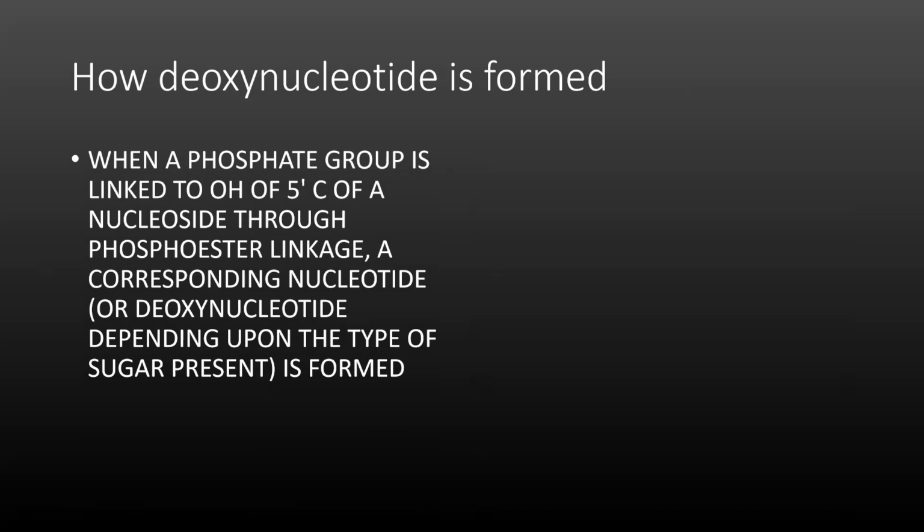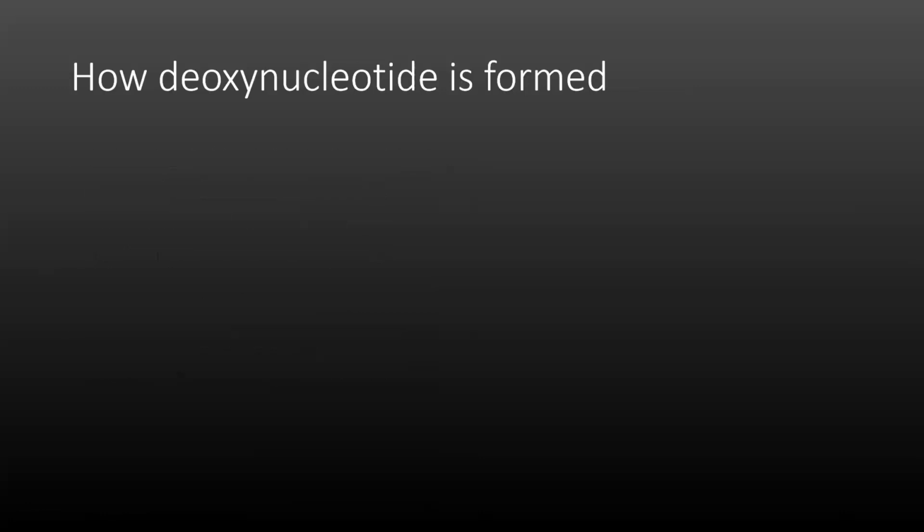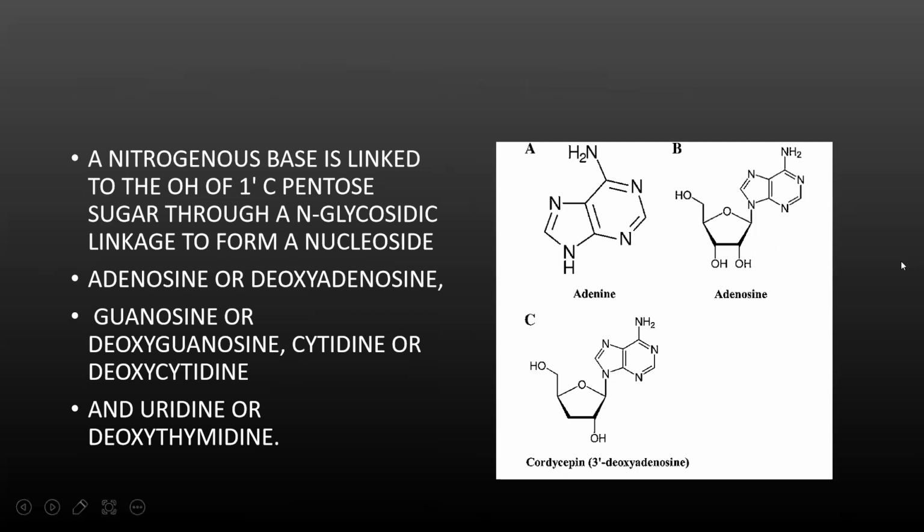So to this nitrogenous base and sugar, which is a nucleoside, if you add a phosphate group, what you get is a nucleotide. Nucleoside is S plus B, sugar plus base. And nucleotide is sugar, base, and phosphate. So a phosphate group is attached to the 5' carbon of a nucleoside. Where is the nitrogenous base attached? Which carbon is the nitrogenous base attached to?